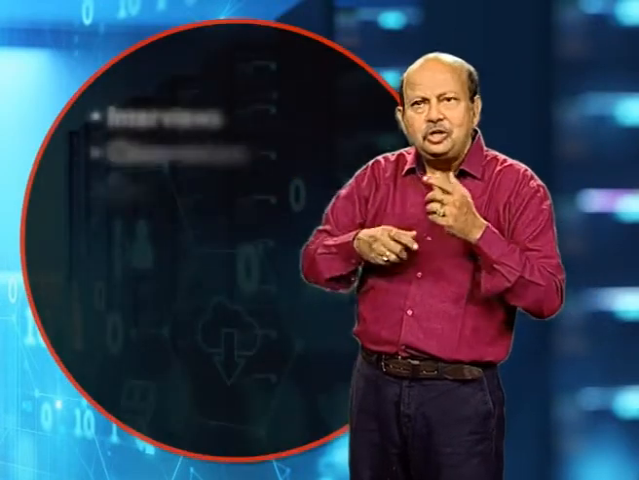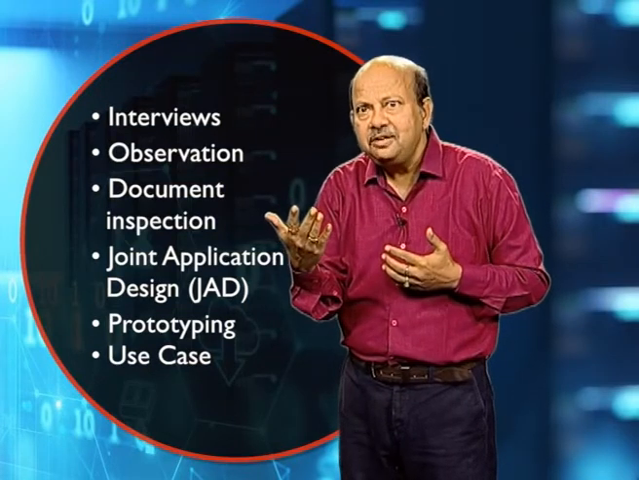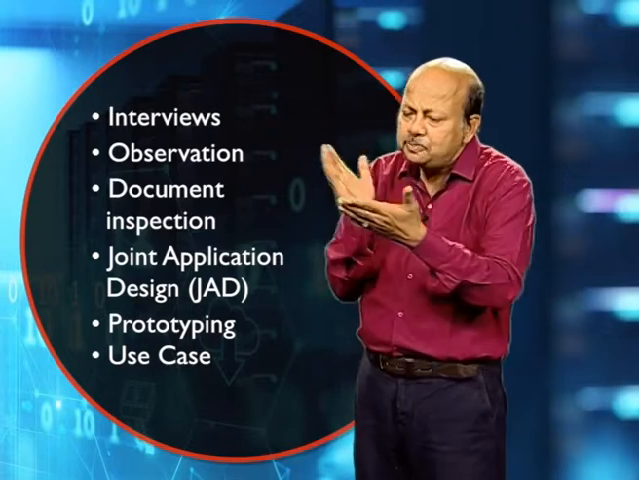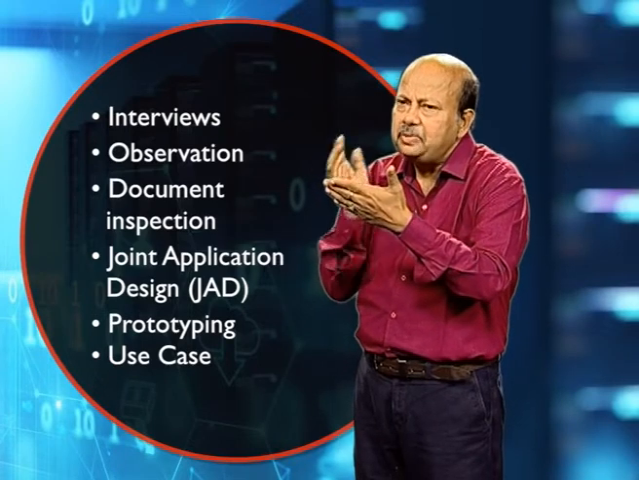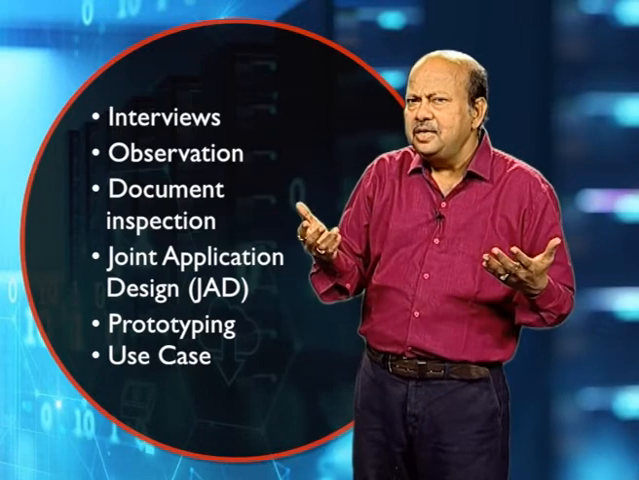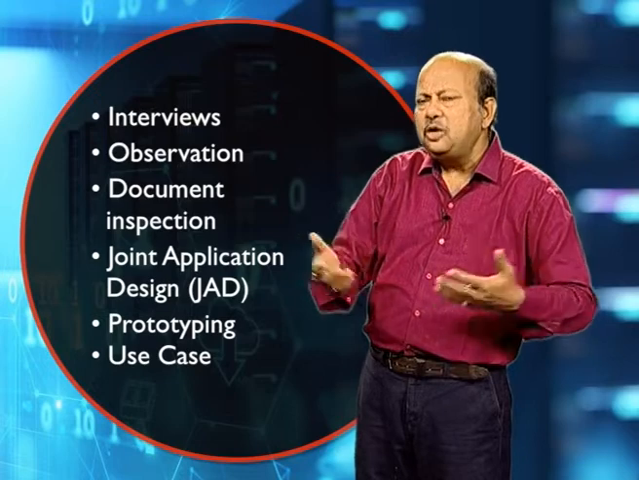So, this is the way information is gathered. What are the ways information is collected? There are 4-5 popular methods of collecting data. You can talk to the people, interview the people, you can observe what is happening, how the people are using the information system, you can inspect records, what records are being created by the users. And the last one is very interesting, called joint application design, document inspection, prototyping, use cases.